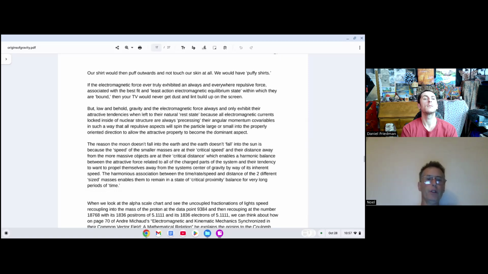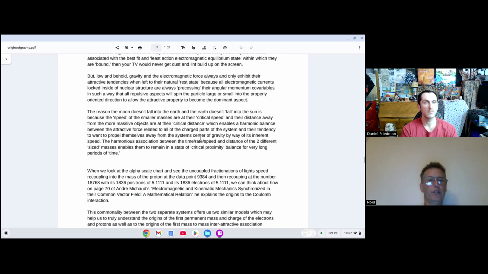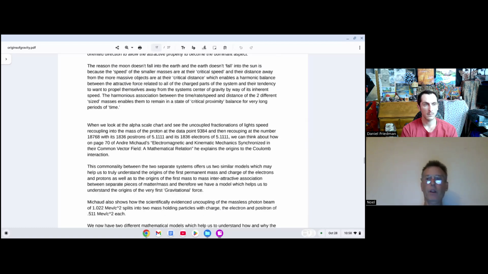Now, the reason the moon doesn't fall into the earth and the earth doesn't fall into the sun is because the speed of the smaller masses are at their critical speed and their critical distance away from the more massive object. So this enables a harmonic balance between the attractive force related to all the charged parts of the system and their tendency to want to propel themselves away from the system's center of gravity by way of its inherent speed. The harmonious association between the time, rate, speed, and distance of the two sized masses enables them to remain in a state of critical proximity balance for very long periods of time.